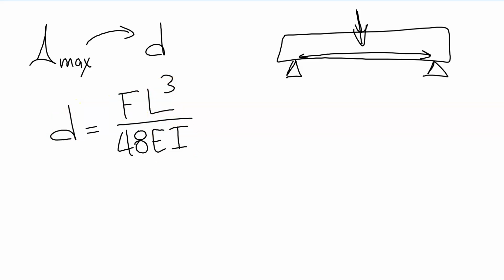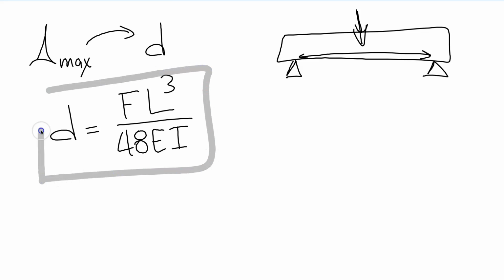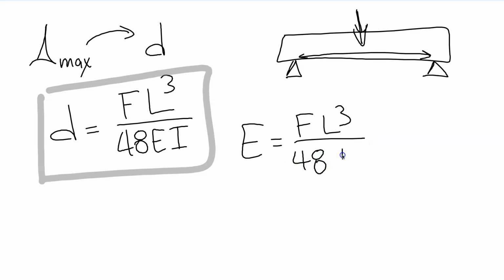So we need to rearrange this formula to make it tell us the modulus of elasticity. So we're going to multiply both sides by E. We're going to divide both sides by D. So that means that the modulus of elasticity is F times the length cubed over 48 D times I. All right. Modulus of elasticity is represented by the letter E, and that's going to be in pounds per square inch.